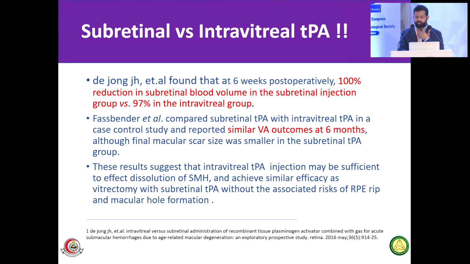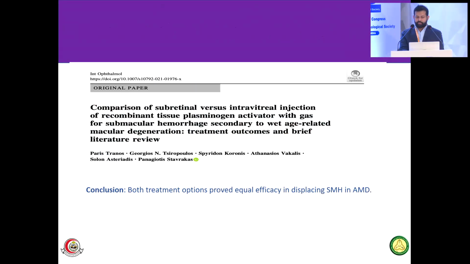Those results suggest that the intravitreal TBA injection may be sufficient to effect dissolution of the submacular hemorrhage, and effectively in a similar way compared to subretinal TBA. This is another study also comparing the use of subretinal TBA compared to intravitreal TBA, and you can see as a conclusion both treatments showed equal efficacy in displacing the blood.